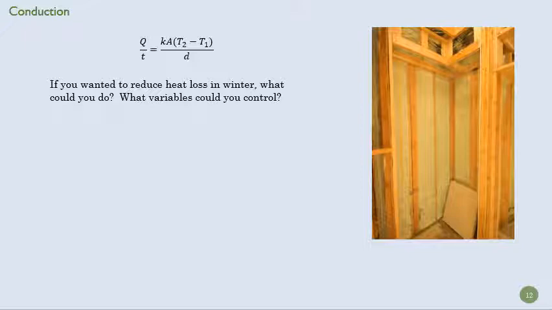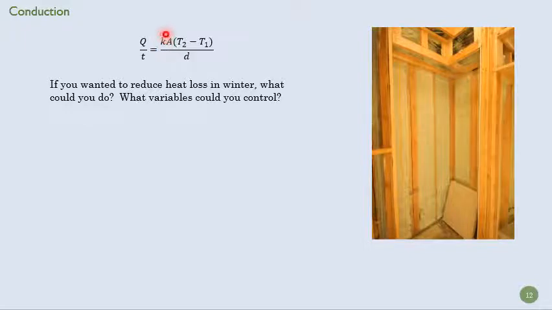So if this is our rate equation for conduction, what do we do if we have a wall like this over here and we want to make sure that we don't lose a lot of heat in winter? Well, you're not going to be able to control T1, T2 very much, although you can turn down your thermostat, right? So if we turn down your thermostat, you're going to lose less heat because there's going to be less of a difference between the inside temperature and the outside temperature. We can't change A because that's just the size of your house, right? The size of the outside walls. So you could build a smaller house and you'd have a smaller area and then you'd lose less heat.